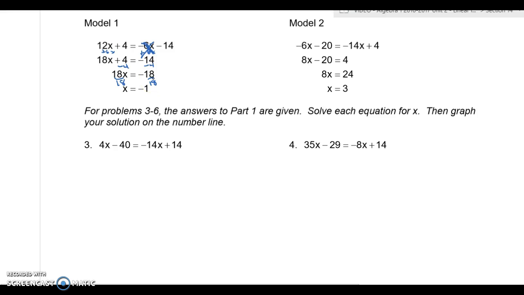Similarly, on model 2, same idea. If I bring the 14 to this side, I'm going to have a positive coefficient on x, which is what I want. You might get in the habit of always moving the variable to the left. Not necessarily the most convenient thing to do, but it works. You just might have more negatives that you don't necessarily want to have. So I bring the 14x over by adding it. And that gives me 8x minus 20 equals 4. To reverse, I'm going to add 20. 8x equals 24. Divide by 8, and x is 3.